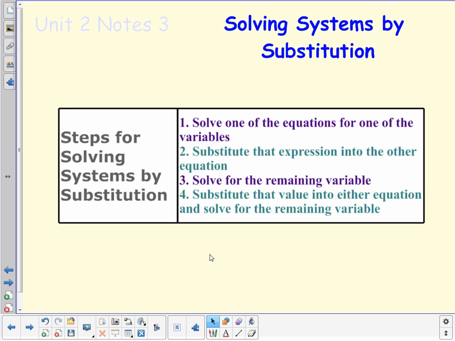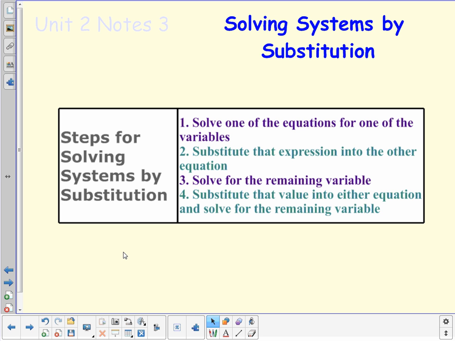Then the next thing is we'll solve for the variable that's left, because at that point only one variable will be left. Then we'll do another substitution and put that back in. So these are the steps that we're going to go through. They might not make a lot of sense now, but we'll do a bunch of examples to see what they look like.